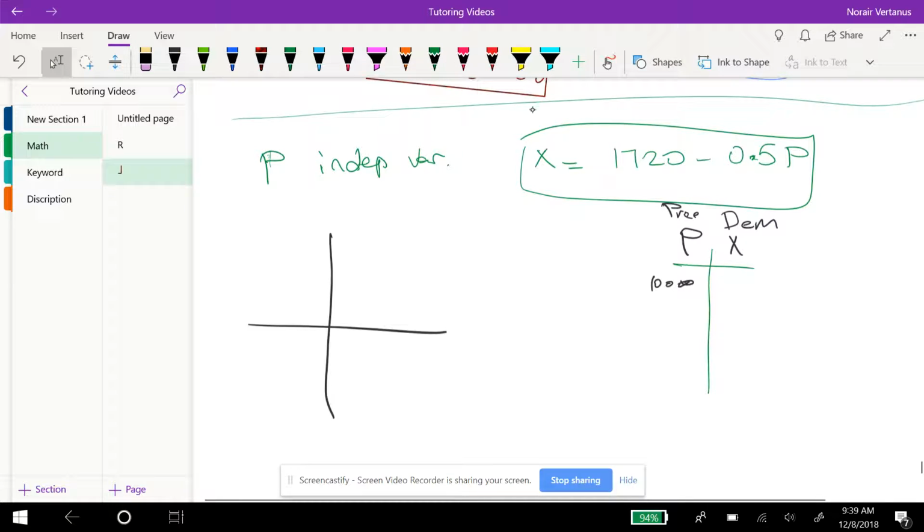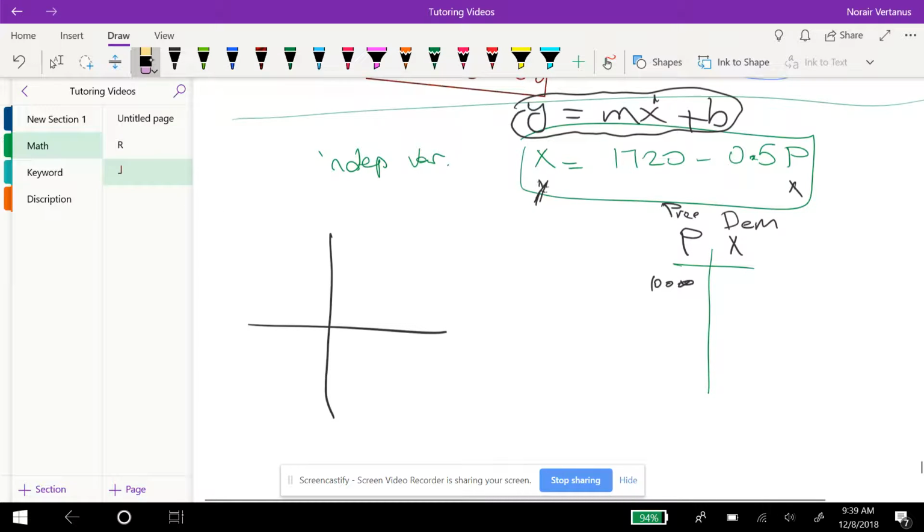This follows the formula y equal to mx plus b. It's a linear equation as long as x is to the first power. In your case, your x is this P, the independent variable, and your y is X. So don't get confused with that. Basically, if I rearrange this into slope and y-intercept form, what is slope and y-intercept form?